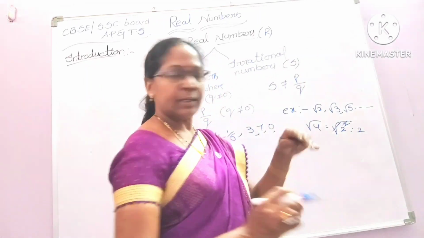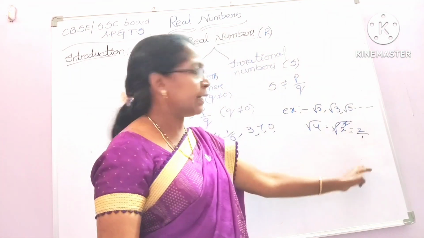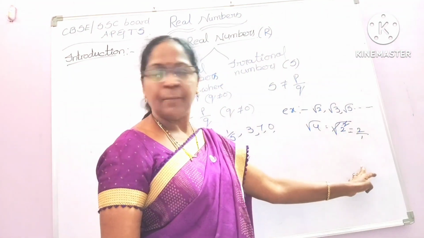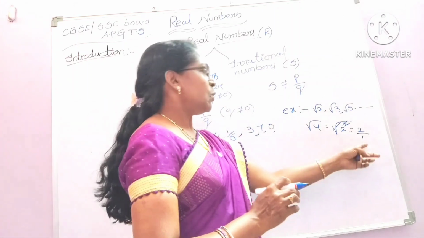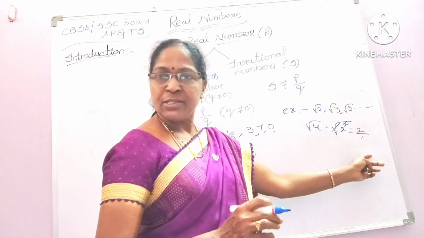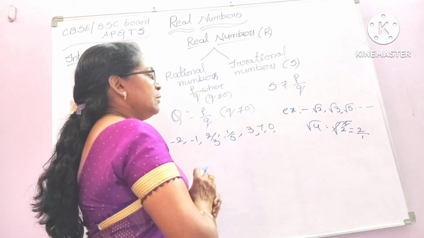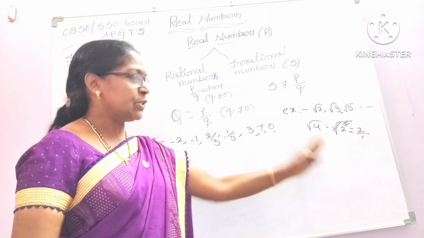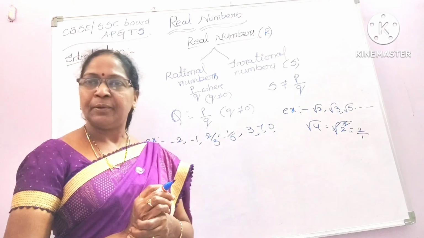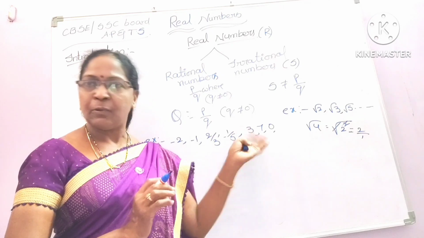2 can be written as 2 by 1. So 2 by 1 is in the form of p by q. So this is a rational number. This is not an irrational number. So these are the examples of rational and irrational numbers. In this chapter, you have to learn first what are real numbers, the introduction about the real numbers.